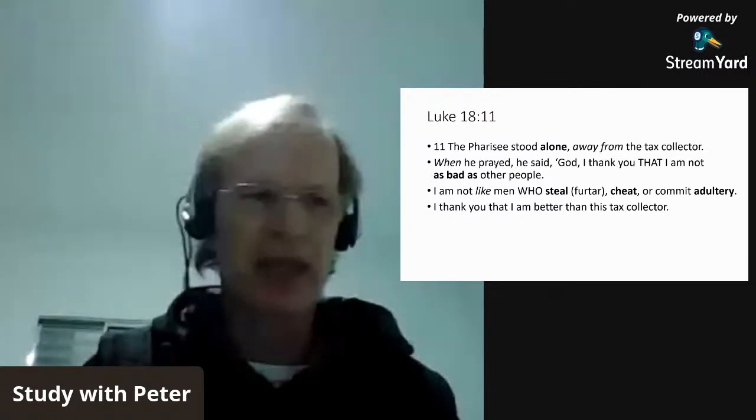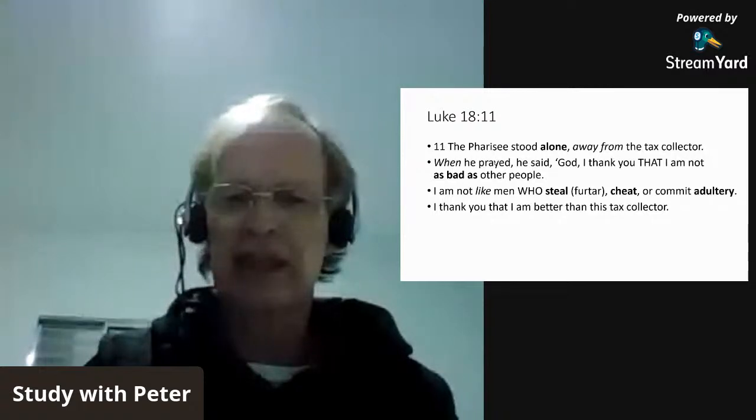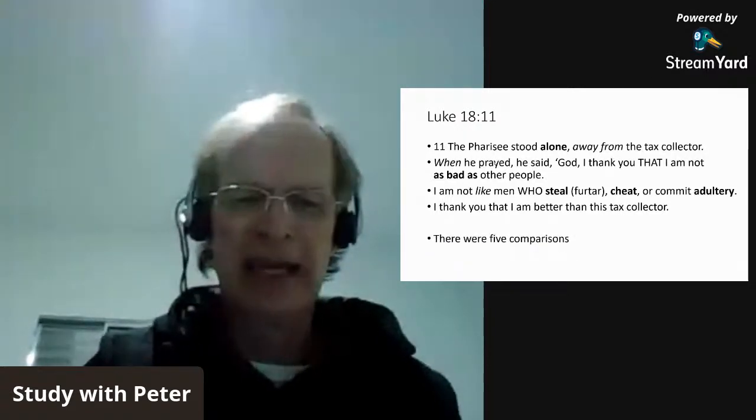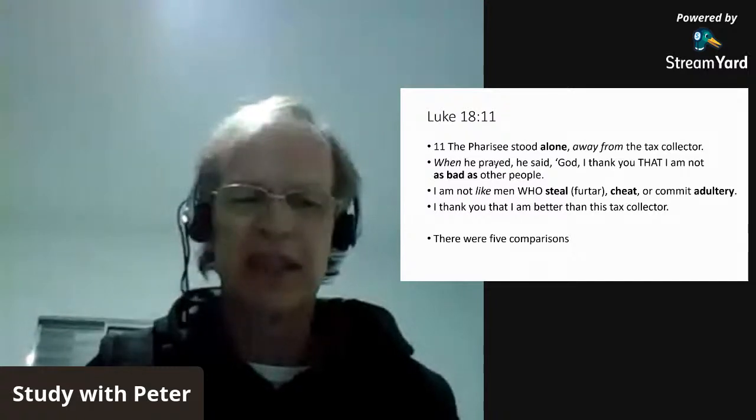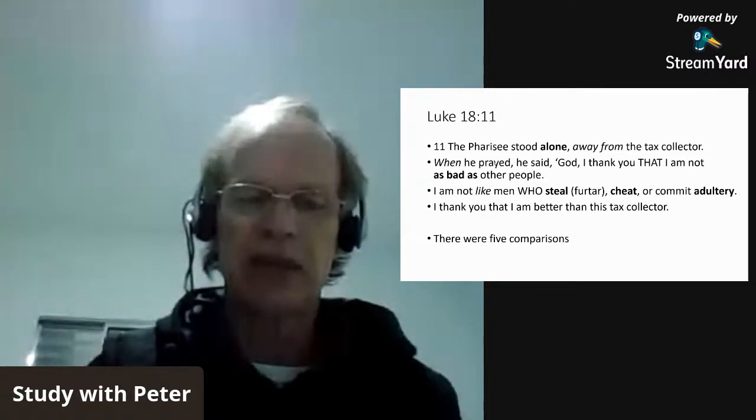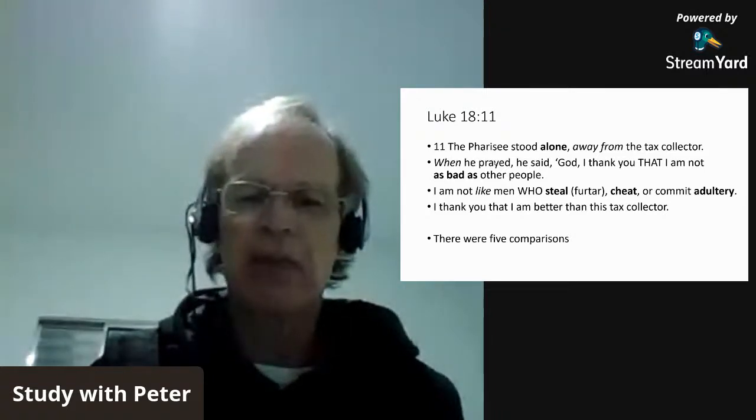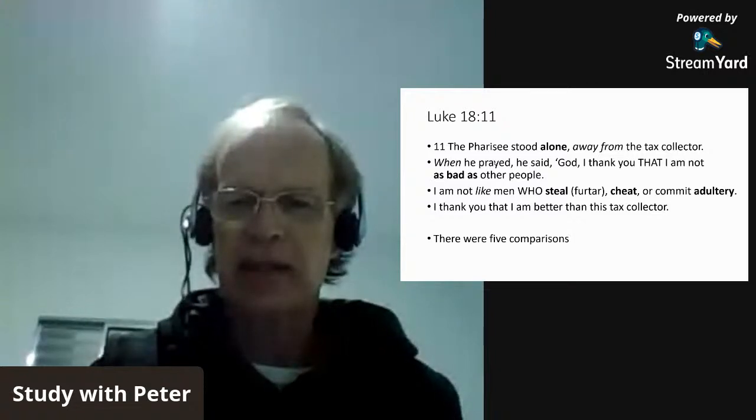He had alvos altos, high goals for himself. Então, now there were 5 comparisons in this section here. I'm not as bad as other people. I'm not like men who steal. Now there's that like, como. And then this is a simile. And I am not like men who cheat. And I'm not like men who commit adultery. So there's 3 right there. And I thank you that I'm better than this tax collector.